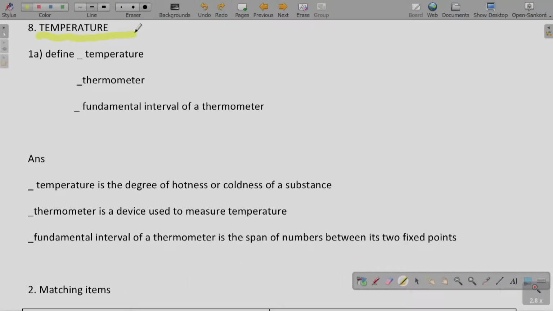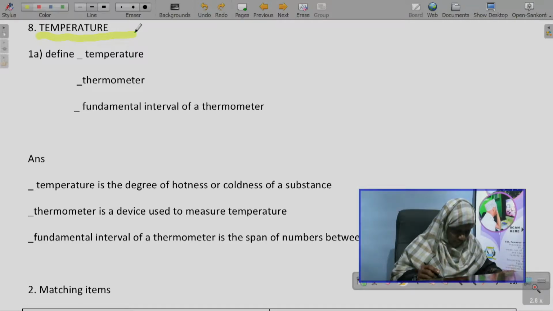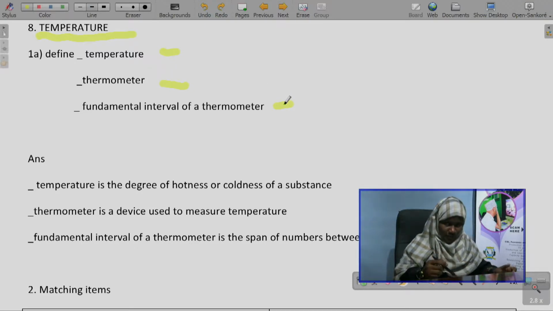Hello everyone, welcome again to our physics solving session, and today we meet the eighth topic, which is called temperature. The first question for today is: define temperature, thermometer, and fundamental interval of a thermometer. We are required to define these three terms.